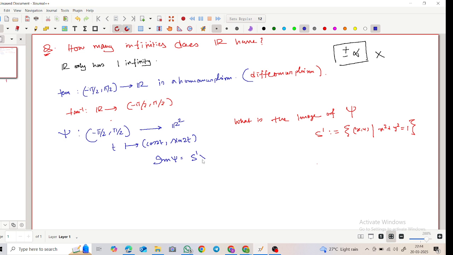Cos pi. What is cos pi? Cos pi is minus 1, no? Minus 1. Okay. So basically this is the point. Am I correct? Right. This is the point, no?